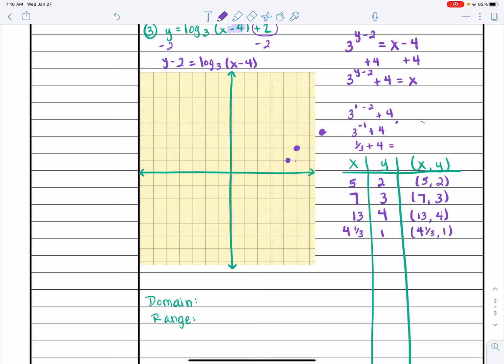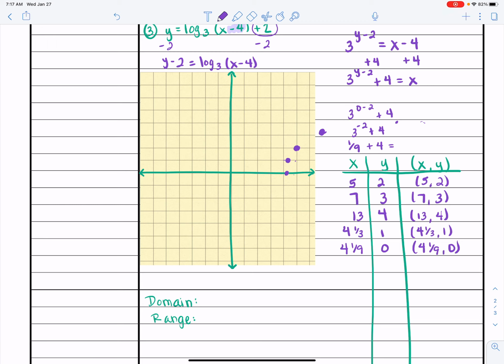Okay, let's go with 0. So 0 minus 2 is -2. 3 to the -2 is 1/9. So I've got 4 1/9. So 4 and barely any more, 0.